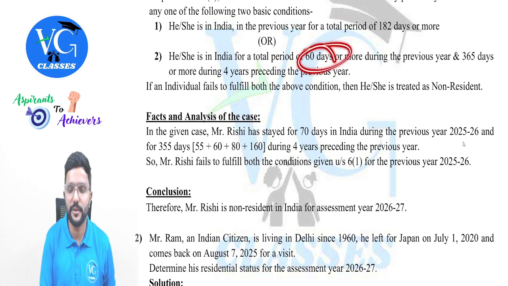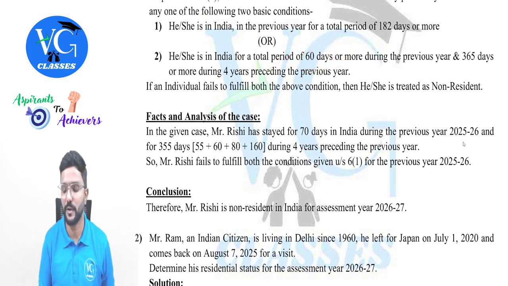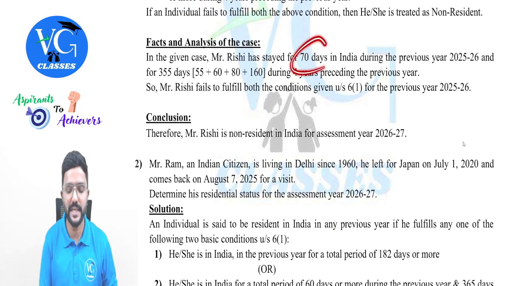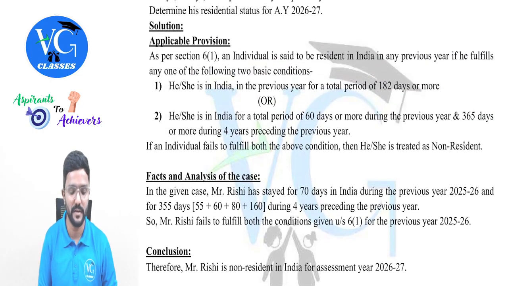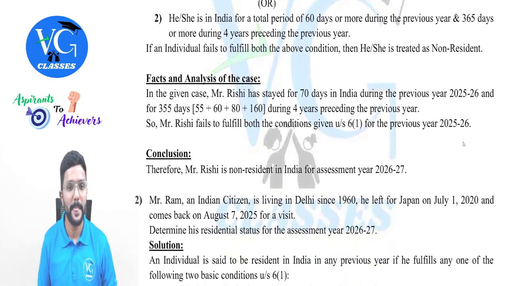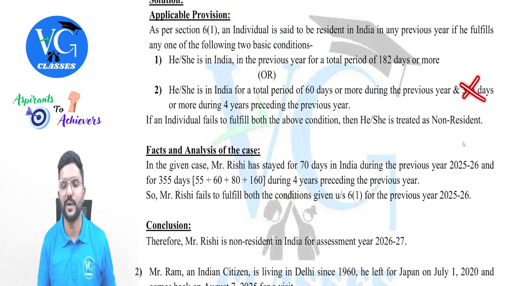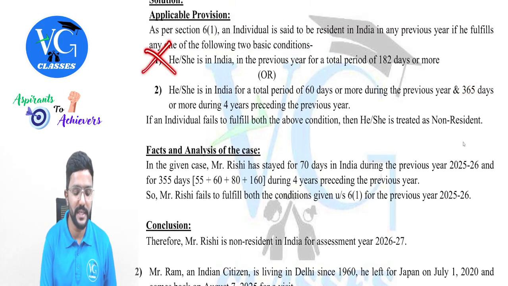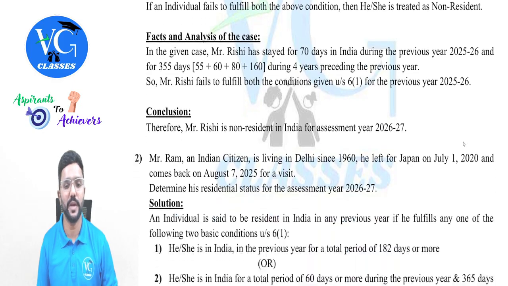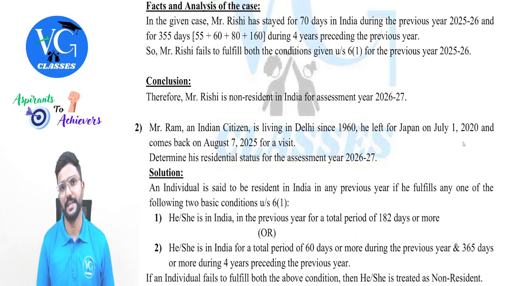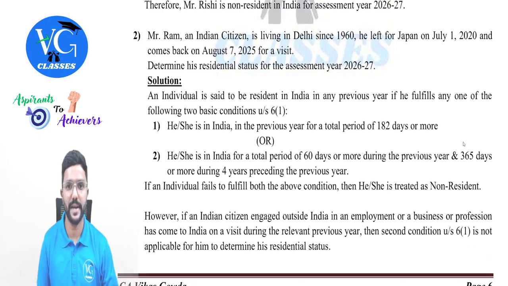Yes, sir. 60 days or more during the previous year and 365 days or more during the 4 years preceding the previous year. Check how many days he was in India. 70 days during the previous year. Okay, this is satisfied. Then in the last 4 years put together, 355 days. So 365 is not satisfied. So both the conditions are not satisfied under section 6(1). So he would be a non-resident in India, guys. Got it? Yes, sir.